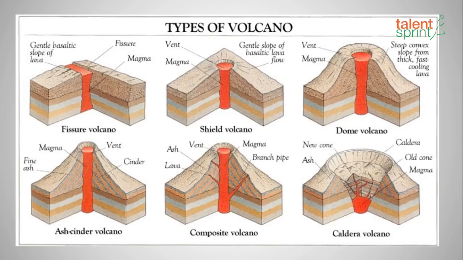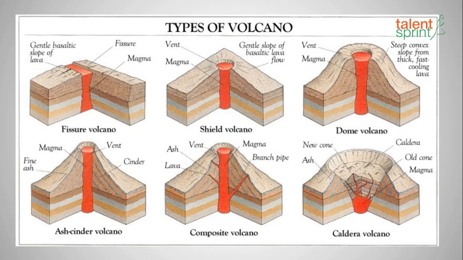Next, moving on to types of volcanoes. So if you see types of volcanoes, the first is fissure volcano. That is a normal volcano. The pressure is very less. Okay, there is a weaker point, but the pressure is very less. And next is a shield volcano. Somewhat the pressure is high. It is forming a small vent up.